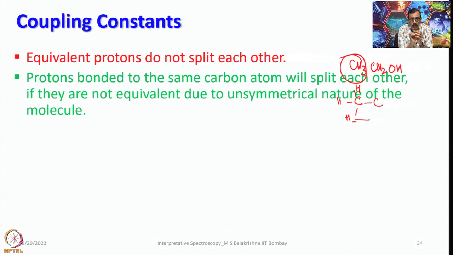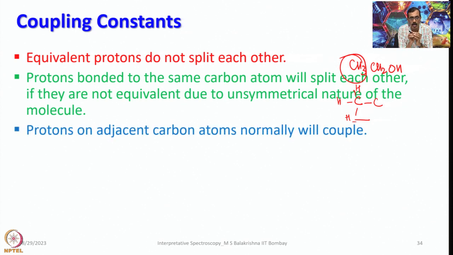Protons bonded to the same carbon atom will split each other if they are not equivalent due to the asymmetrical nature of the molecule. If two hydrogen atoms on a carbon are non-equivalent because of asymmetry, where the molecule is differently substituted on both ends, geminal coupling can be observed. In that case, invariably, we come across a second order spectrum. Protons on adjacent carbon atoms normally will couple, provided they are not chemically equivalent.